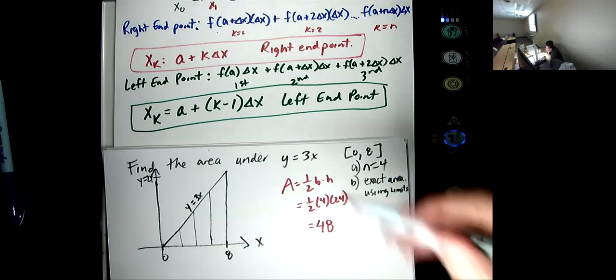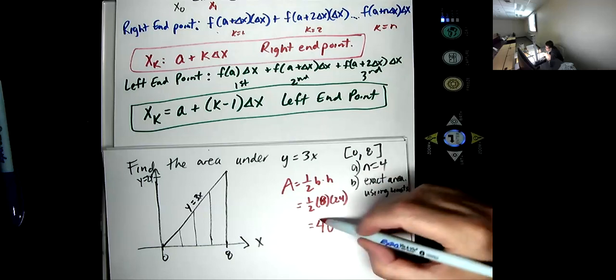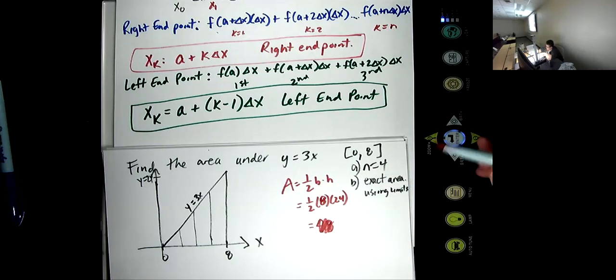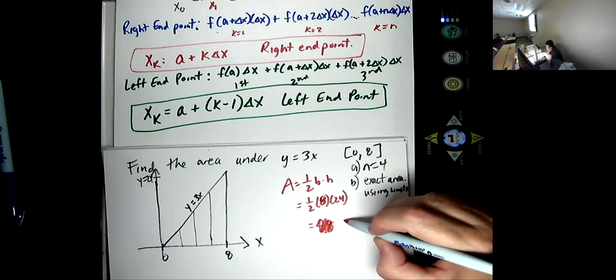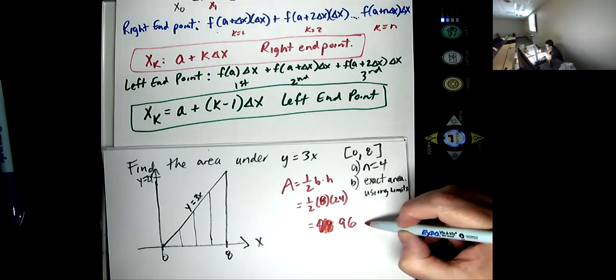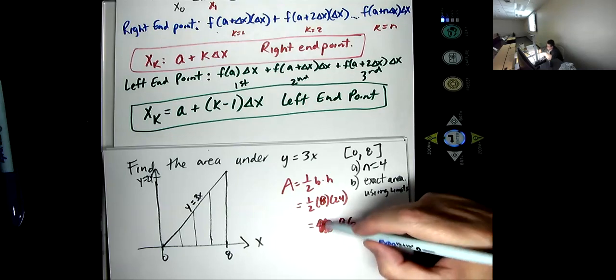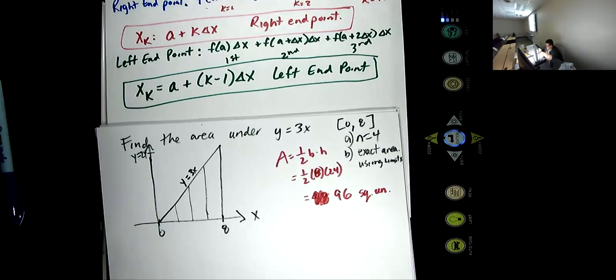Why did I say 4? It's 8, 1/2. I jumped the gun. I did 1/2 of 8 and wrote 4. So 4 times 24 is 96. 96 square units, whatever the units are. So that's the cheat method.